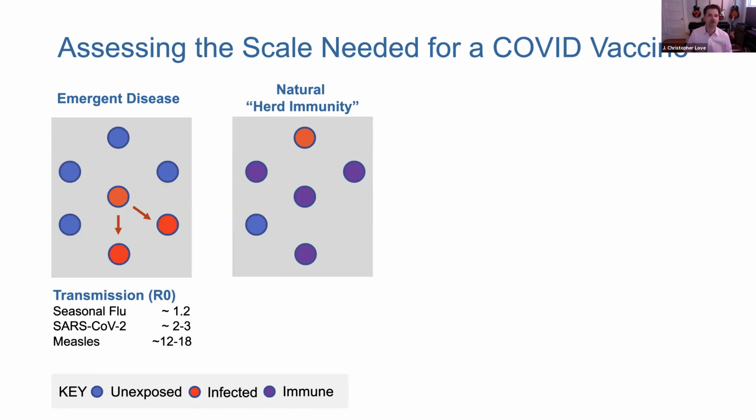There's also a lot of discussion of herd immunity. This is the natural immunity that arises from interactions. In this case, I've shown as purple the individuals who become immune. Because an infected individual can't now interact with the other persons that are unexposed, because of the sheer numbers here, we get some protection as a population group.